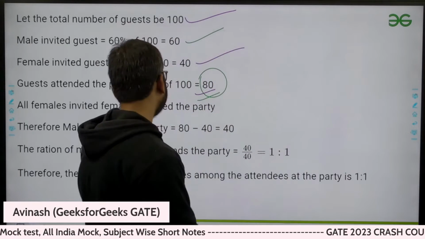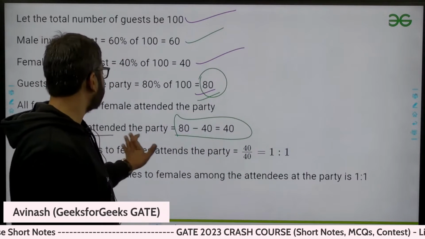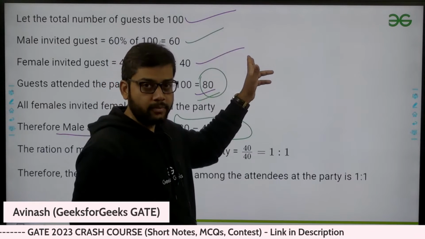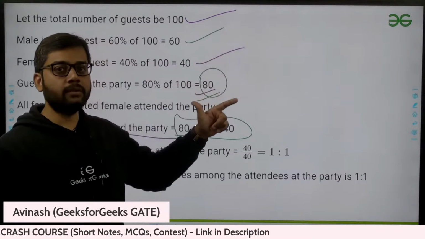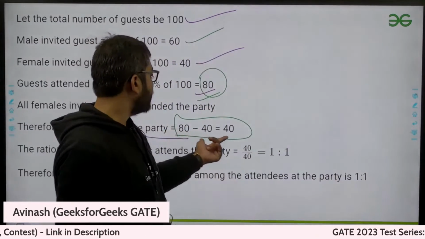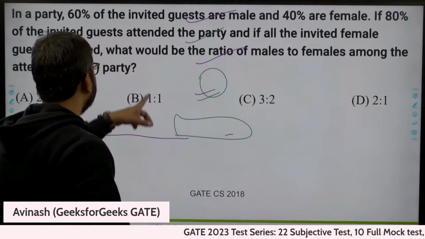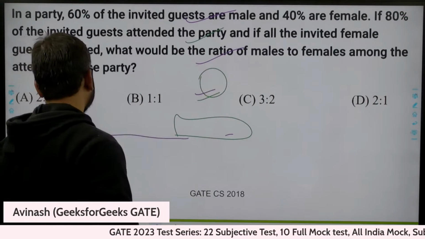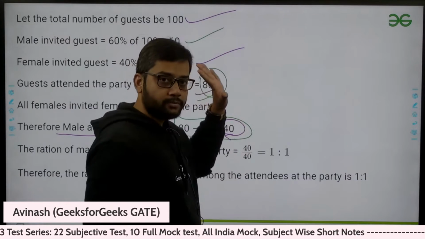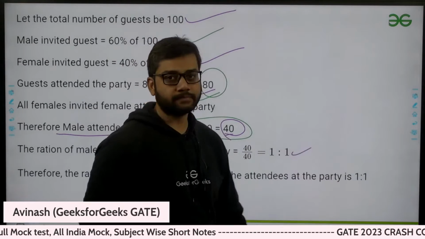Okay, in that case, the number of males is equal to how much? Out of the total, if we subtract the females, that will give you the total number of males which actually came to the party. So the male is equal to what? 40. So as per the question, what is the ratio of male to female? Male is equal to 40. Female is equal to 40. 40 is to 40 will give you 1 is to 1.